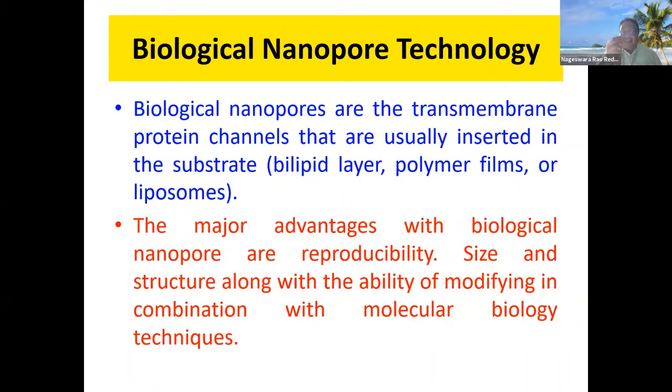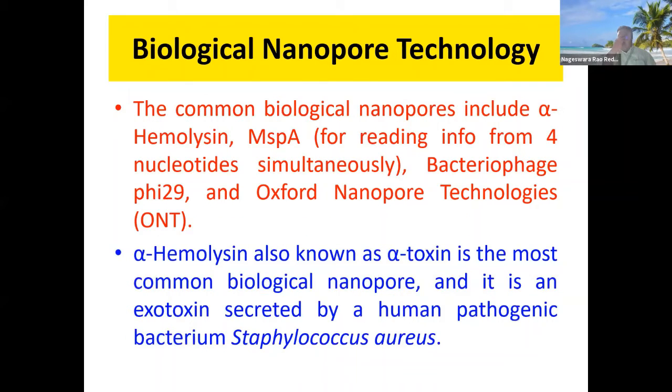Okay, so what are the biological nanopore materials? Bilipid layer, polymer films, or liposomes. All of these are the biological nanopores used in biological nanopore technology to sequence the DNA. So what are the common examples we see? The first material which was found and used is alpha hemolysin, which is used for reading information from 4 nucleotides.